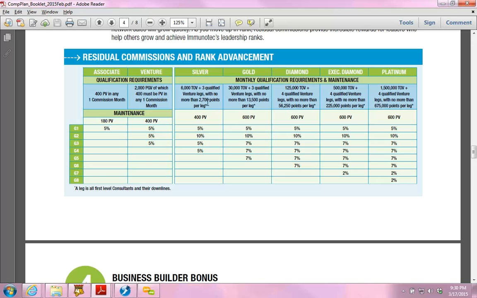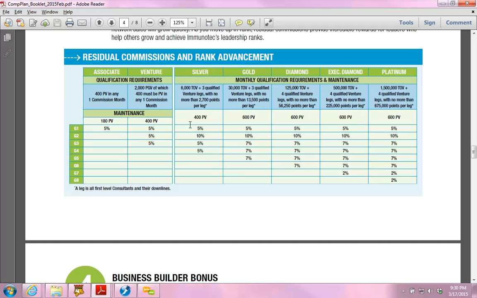But then it says 3 qualified venture legs. So what does that mean? It means you have to have at least 3 separate ventures in your business. You can't have 3 ventures one under the other, on the first, second, and third generations. You've got to have a venture leg with Tom and his downline, and Dick and his downline, and Henrietta and her downline. So 3 separate venture legs.